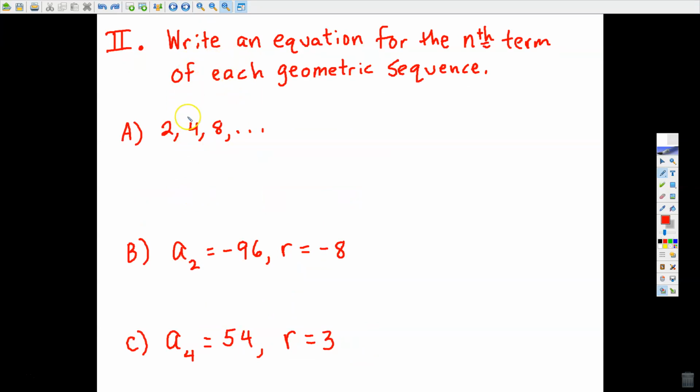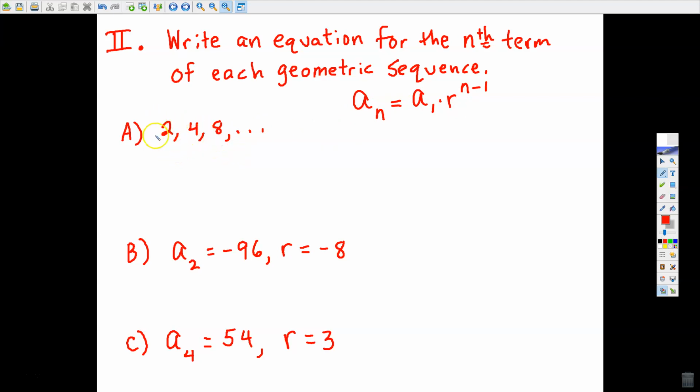In this set of problems, you're going to be writing an equation for the nth term. They begin to describe a geometric sequence, and it's kind of working backwards. We're going to write the equation that represents this sequence. Remember, we're still dealing with this same formula: a sub n equals a sub 1 times r to the n minus 1. We want to leave this open so that it could be used to find any nth term in this sequence. So don't try to get specific.